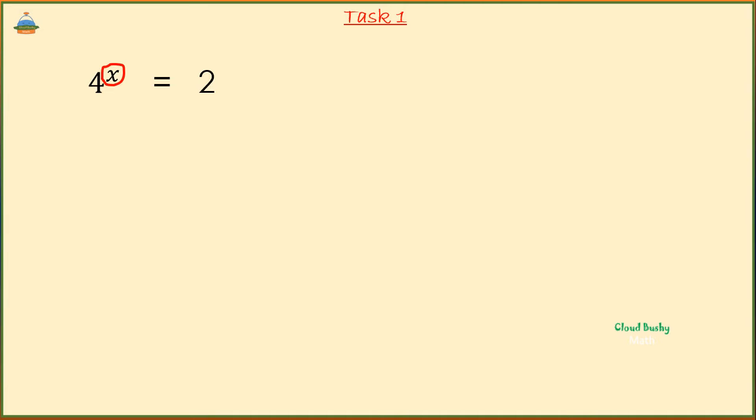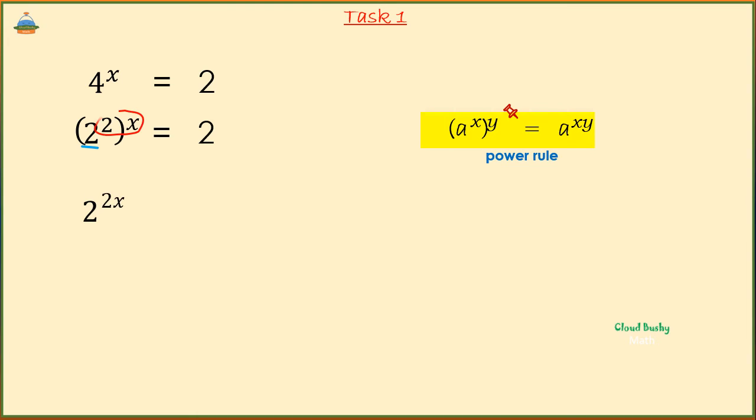So 4 can be written as 2 to the power of 2. That means 2 squared to the power of x is equal to 2. This is the same as 2 to the power of 2x. So we have 2 to the power of 2x is equal to 2. Now we have both numbers on both sides of the equation in base 2.